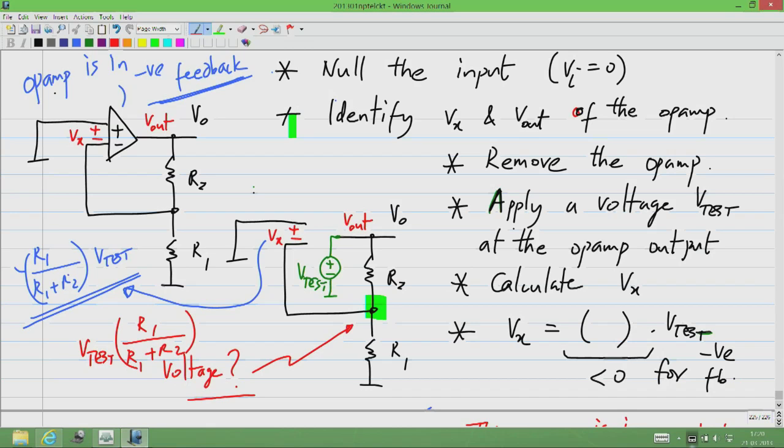Okay, then you remove the op amp. In place of the op amp's output, you apply a test voltage Vtest, and then now you have basically a linear circuit which you can analyze and find the input voltage Vx of the op amp. Okay, so this Vx of the op amp will be some number times Vtest. And that number, if it is smaller than 0, the op amp is in negative feedback, then the virtual short assumption is valid. If it is greater than 0, it's in positive feedback. You cannot assume virtual short. If it is equal to 0, also there is no feedback at all, and this virtual short is not valid. Okay.